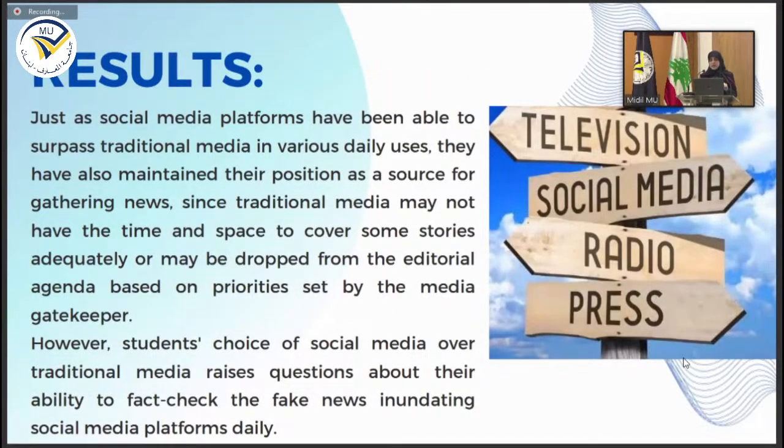Just as social media platforms have been able to surpass traditional media in various daily uses, they also have maintained their position as a source for gathering news, since traditional media may not have the time and space to cover some stories adequately and may be dropped from the editorial agenda based on priorities set by media gatekeepers, which is very important. A student's choice of social media over traditional media raises questions about their ability to fact check, because we know that most of the sites are inundated with fake news.